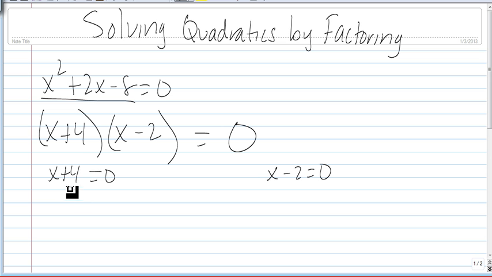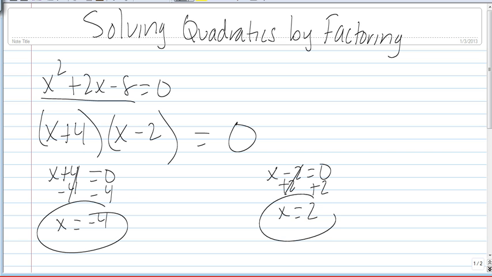So how do I get x by itself here? I'm going to subtract 4 from both sides, and 0 minus 4 is negative 4, and over here I'm going to add 2 to both sides, so x equals 0 plus 2 is 2. So now your two answers for this are x equals negative 4 and x equals 2. Okay, let's try another example.